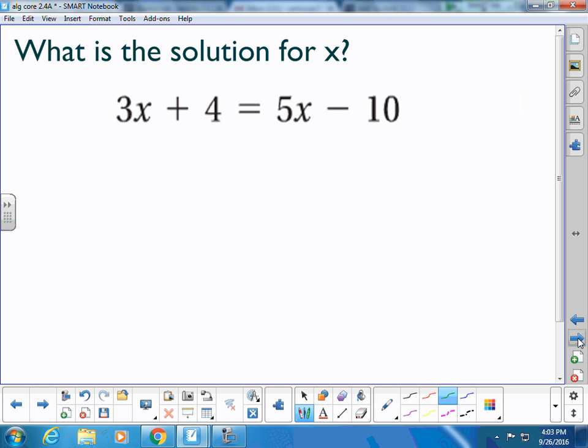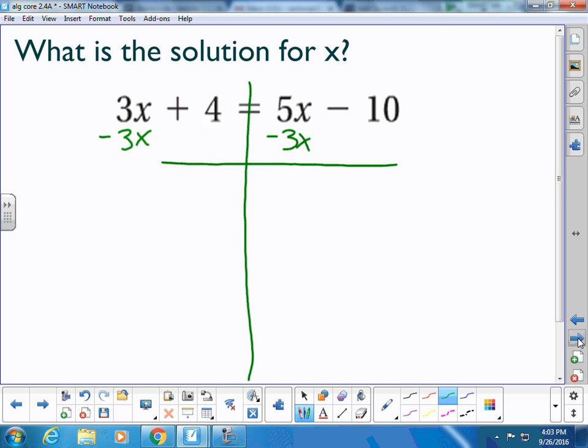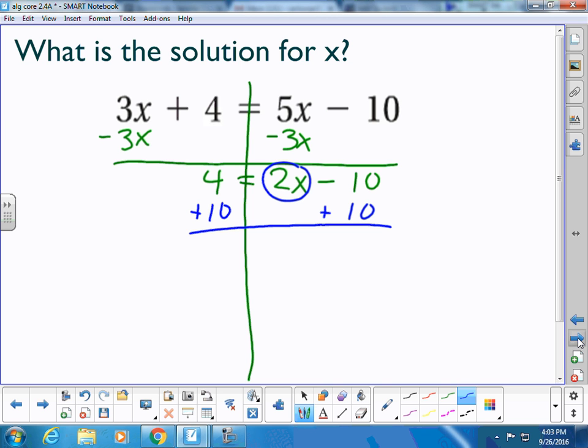What is the solution for x? Same as last time. This time the smaller amount's on this side, so I'm going to subtract the smaller x's. I have 4 left on this side equals 5 minus 3, which is 2x minus 10. Next step, circle my x's, get the stuff away from them. Undo minus 10 is add 10. So 10 plus 4 is 14 equals 2x. Then it's 2 times x, so to break 2 and x up, I have to divide. And you get x equals 7.